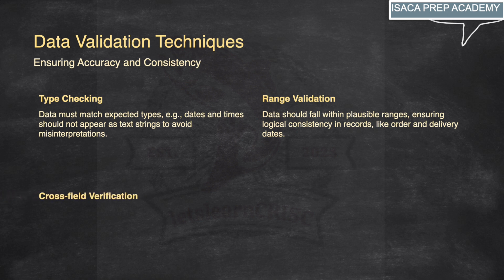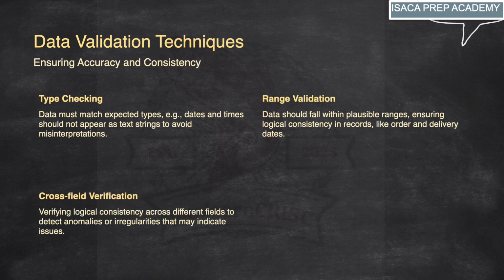Next, about cross-field verification. Friends, cross-field verification involves checking for logical consistency across different fields in a data set to detect anomalies or irregularities that may indicate issues. It's like making sure that all the pieces of a puzzle fit together correctly. And for example, in a customer database, cross-field verification might involve checking that a customer's age matches their date of birth and their address matches their postal code.